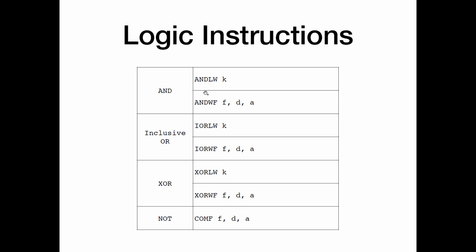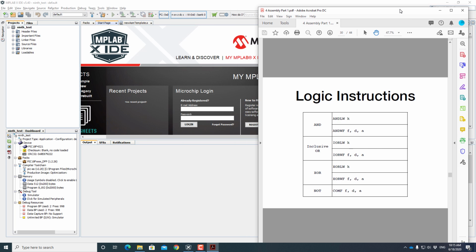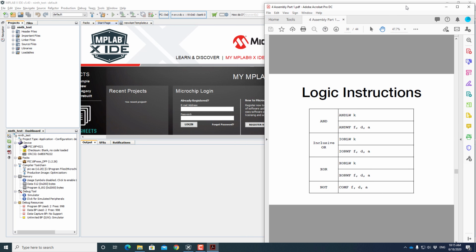What I will do right now is go through some examples to show you how we use these. The rest, the inclusive OR and the XOR, are exactly the same. You have one with a literal, so it takes a constant with the working register, or takes a location of memory with whatever the content of the working register is. Okay, so let's go to MPLAB and do a few of these examples.